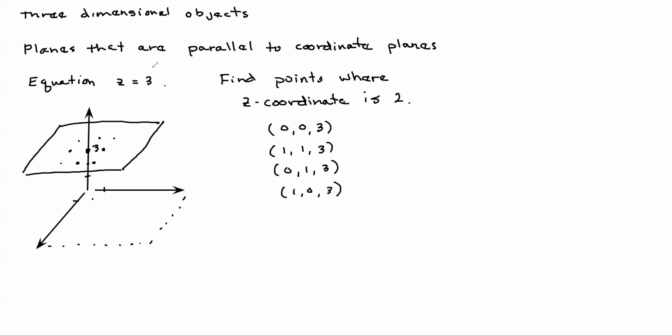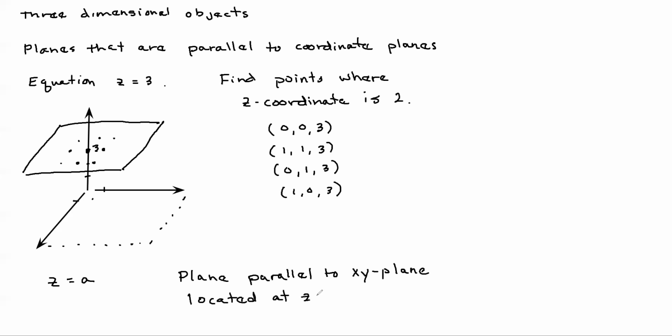So this is the first of our planes that are parallel to the xy plane, but we can just kind of generalize this. If you have z equals a, what this does is this generates the plane that is parallel to the xy plane at z equals a. All right, so it generates the plane parallel to the xy plane located at z equals a. Okay.